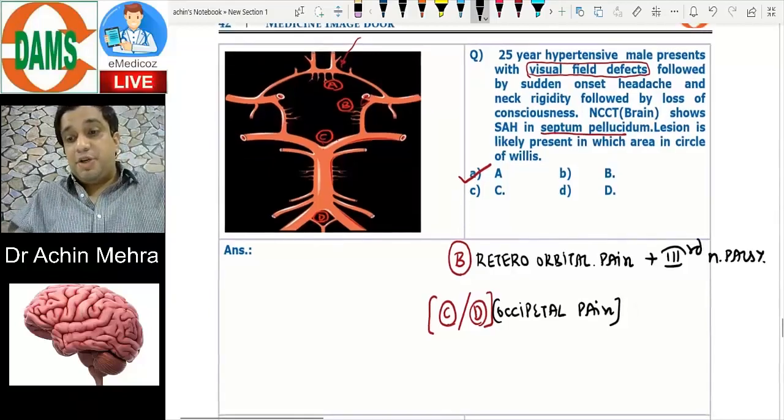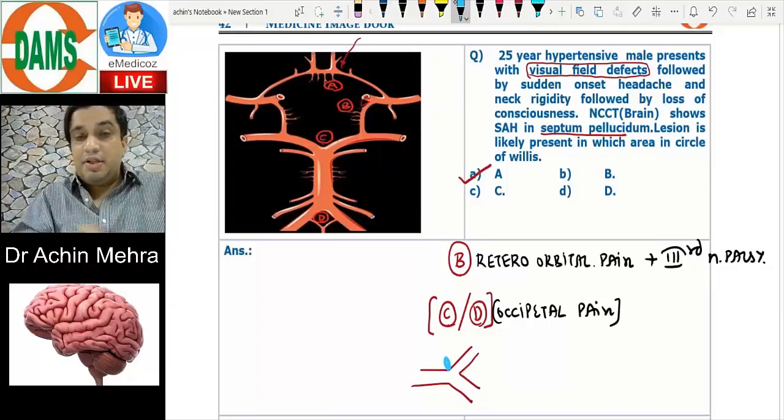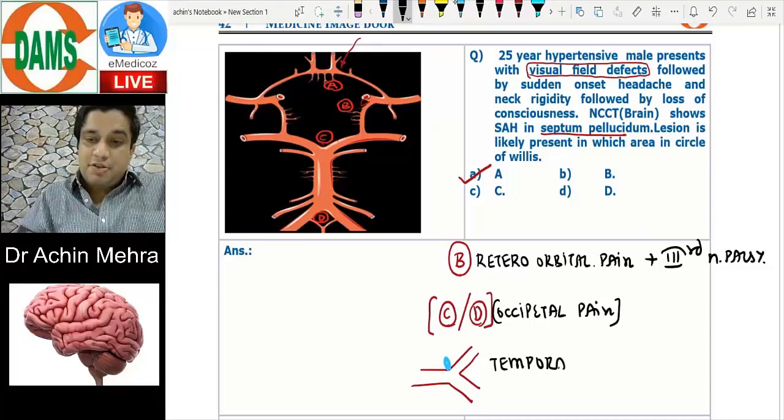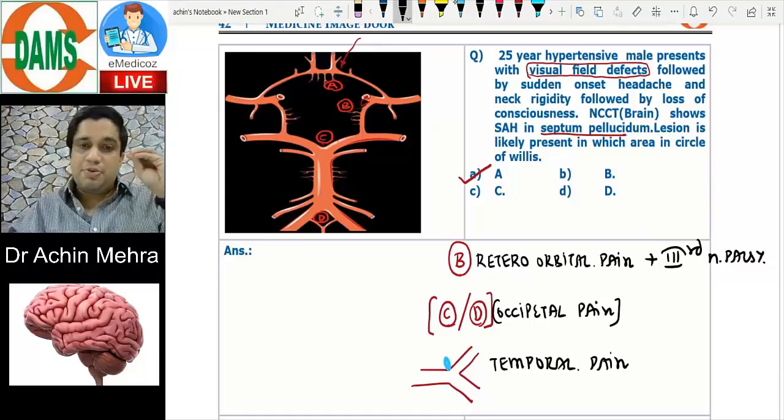Just another quick point here: if the aneurysm was at the MCA bifurcation, then in that case we find a typical temporal pain, which is a throbbing pain, because you know aneurysms are expanding with blood and then recoiling when the blood goes away from them. So the typical temporal pain will occur if the aneurysm is at the MCA bifurcation. So anyway, for this question the answer is very clear, very easy. The lesion is most likely at the anterior communicating AC junction, right?